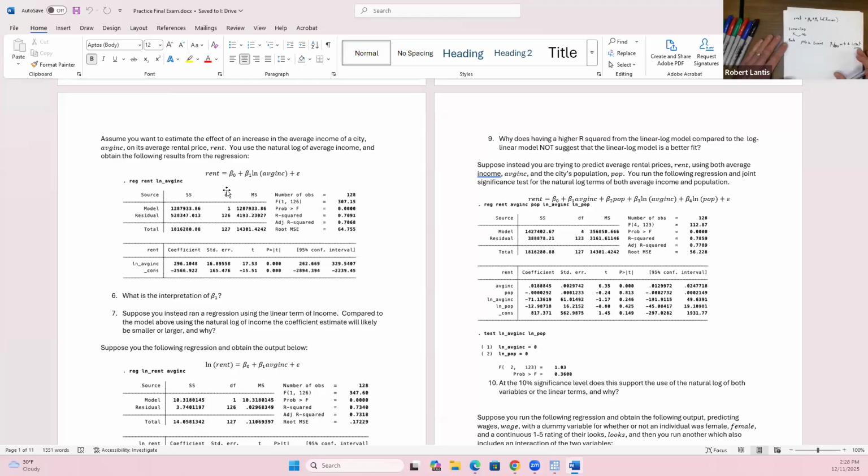So any questions? I think question 6 was basically to interpret that. And there was an actual value. This would be what? 296. So there we would say what? 2.96 was the change. Okay. And rent is in, I think it was told to be in dollars, right? Now, if I instead run a log-linear, right? I take the natural log.